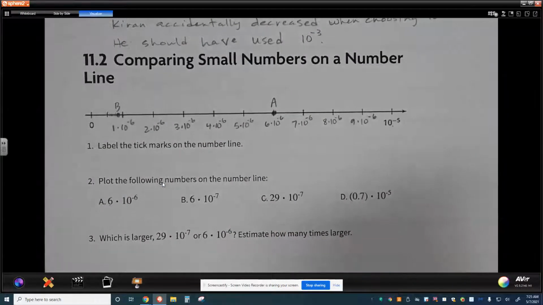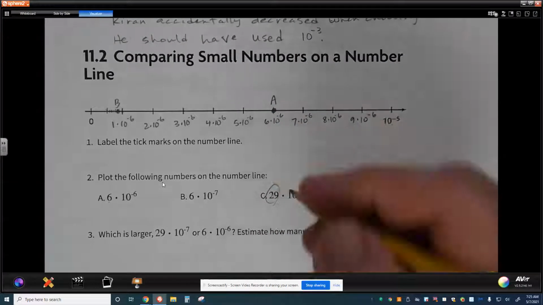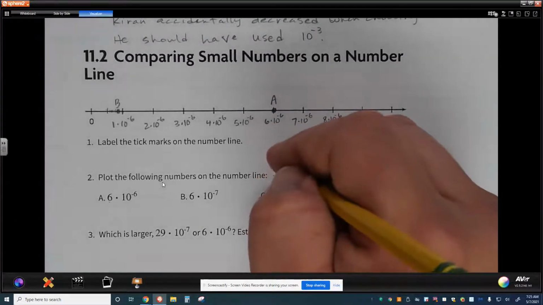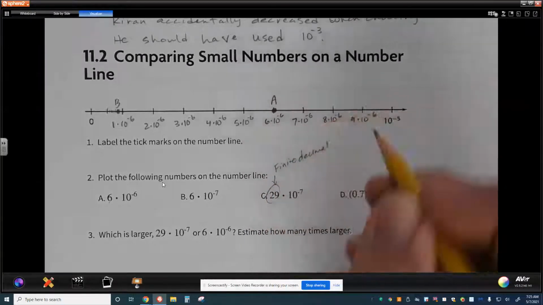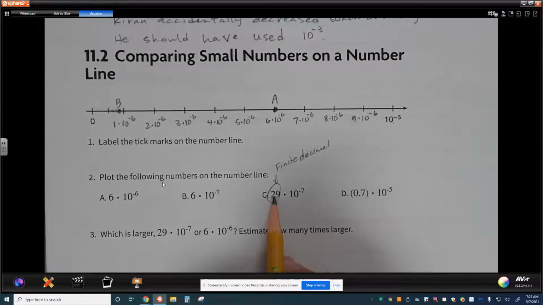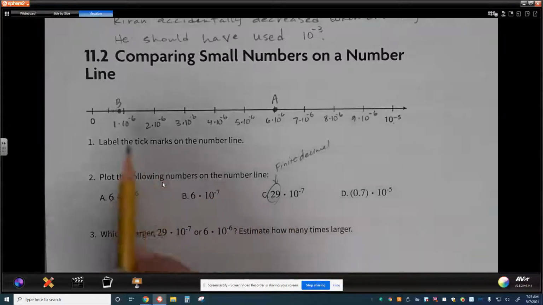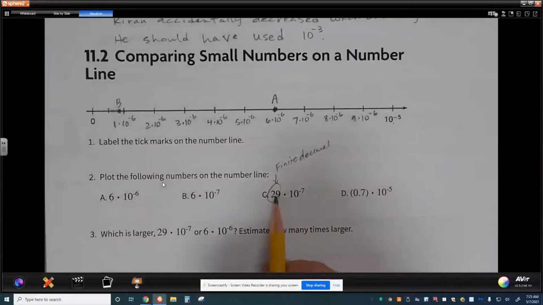Letter C might throw you off just a little bit. And the difference right here is that decimal right here. This is what we call our finite decimal. Well, this value is not written to 10 to the negative sixth power. So it might seem a little confusing of where would I put 29 times 10 to the negative seventh power. We might be thinking that it's somewhere down in here, but the fact is it's not.